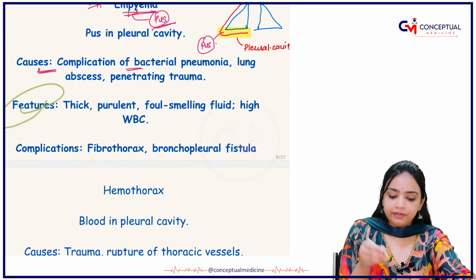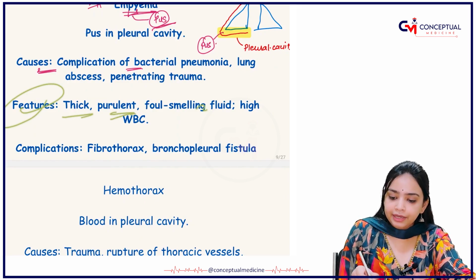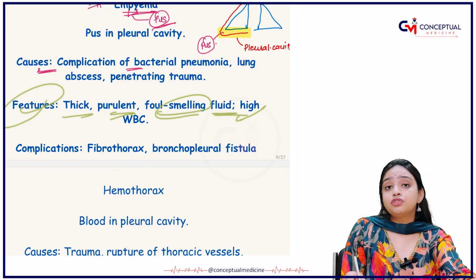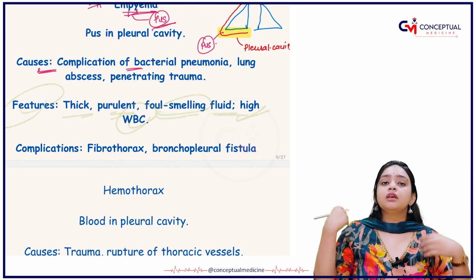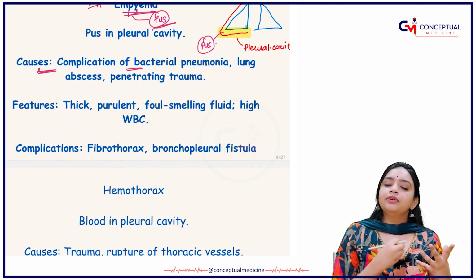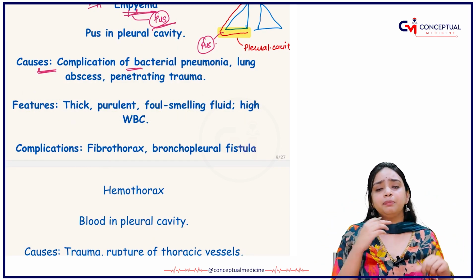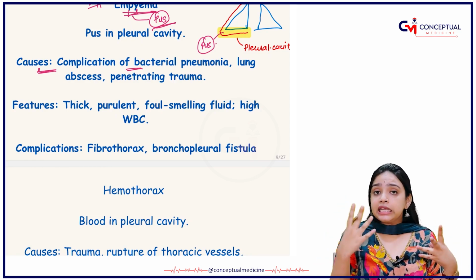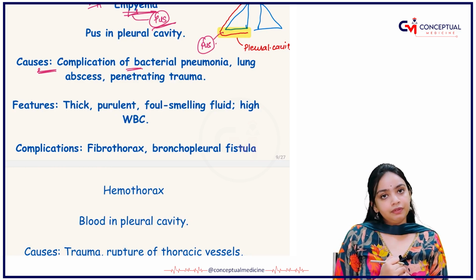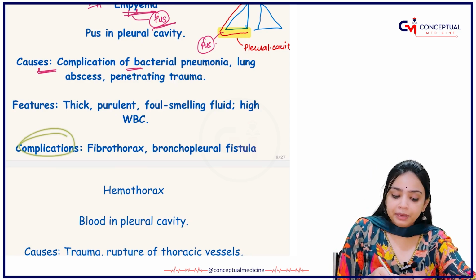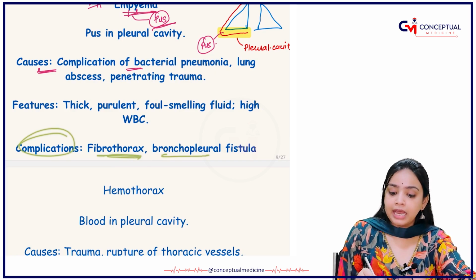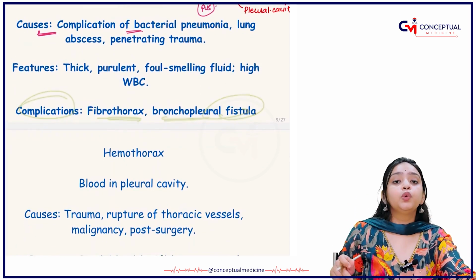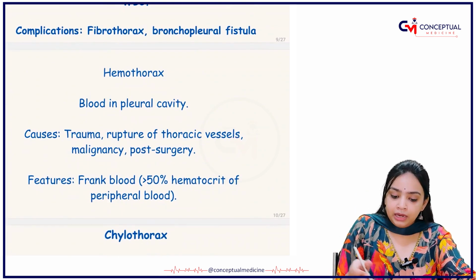The features are thick, purulent, foul smelling fluid which is rich in WBCs, because we all know that if by any chance we get pus in our body, there will be an increased level of WBCs that we will be able to see. What are the complications we can have? We can have fibrothorax, we can have bronchopleural fistula, okay.